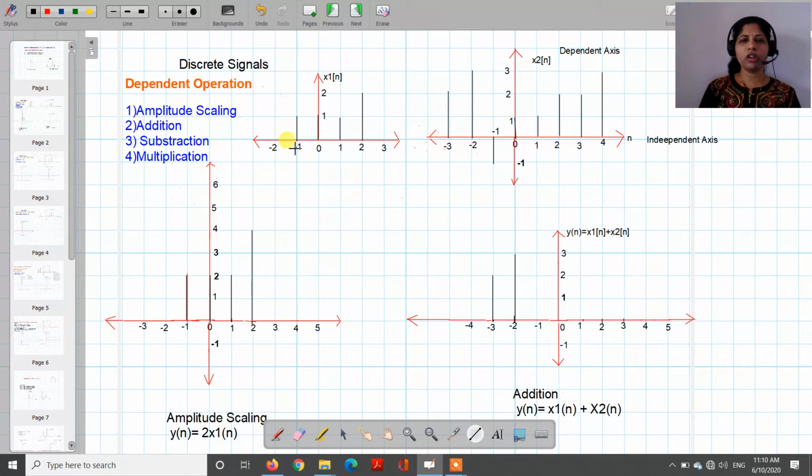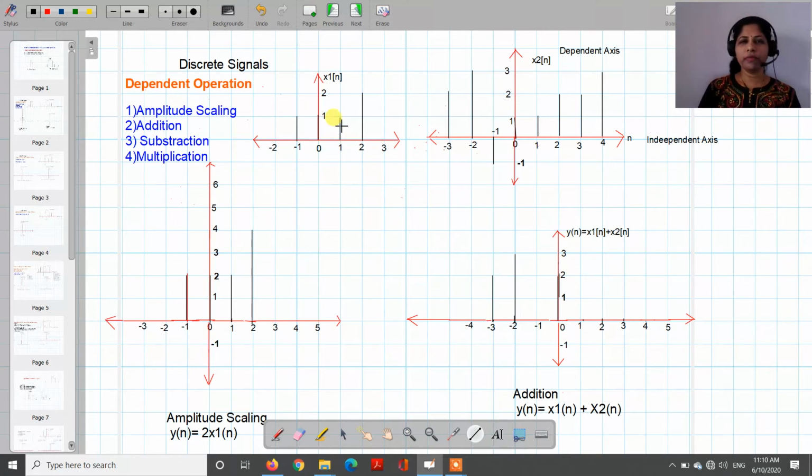Next, on x1 at -1 the amplitude is 1, on x2 at -1 the amplitude is -1. So 1 plus -1 becomes 0. That's why at -1 there is no sample, the value of the sample is 0. On x1 at 0 the amplitude is 1, on x2 the amplitude is 1. So 1 plus 1 becomes 2. So at 0 for y[n] the amplitude is 2.